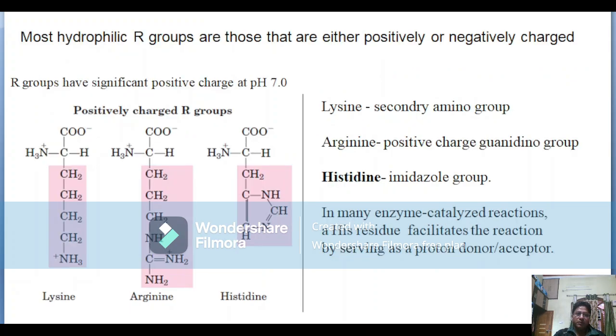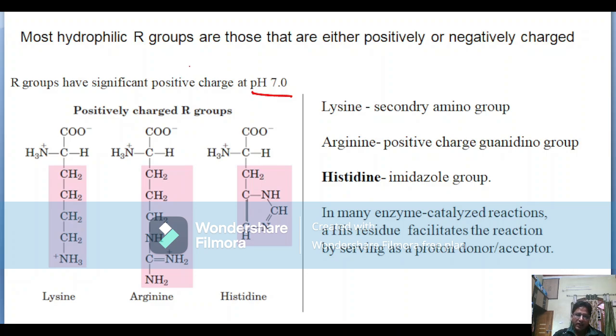Now, the most hydrophilic, among the previous polar R group amino acids, there are some other amino acids whose R group has either a positive or a negative charge. These charged amino acids are more polar compared to the uncharged polar group because they have a charge at biological pH. So these are the three amino acids which have a positive charge R group at biological pH: lysine, arginine and histidine.